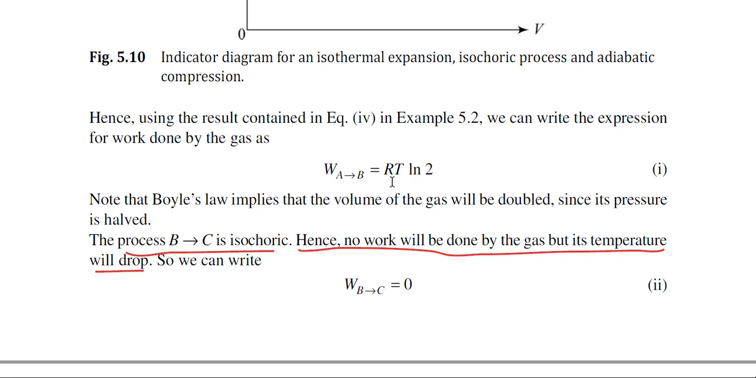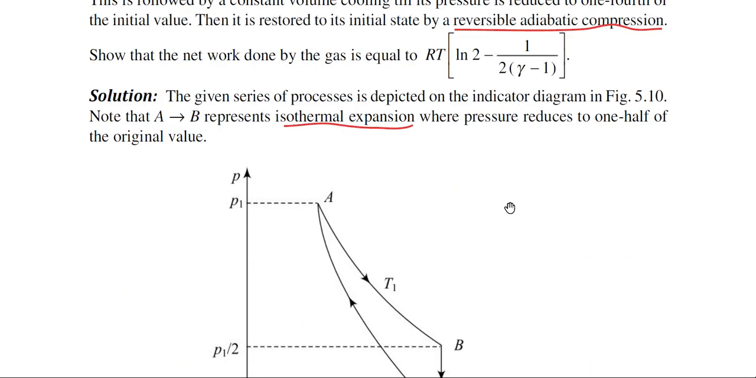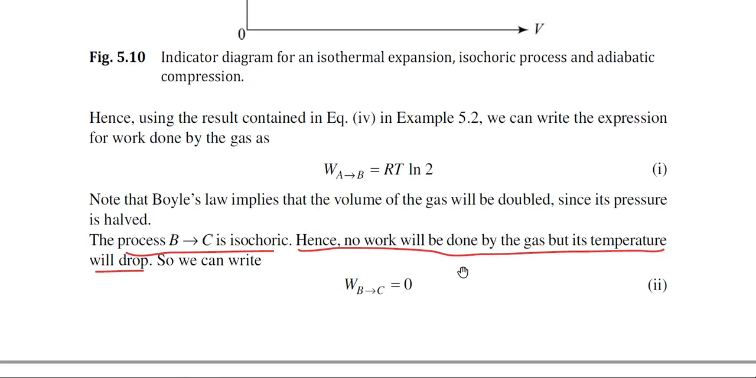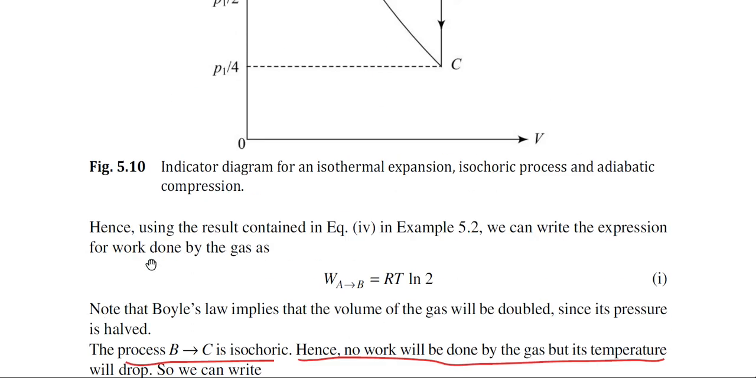Note that Boyle's law implies that the volume of the gas will be doubled, because P1 V1 is equal to P2 V2. So pressure is inversely proportional to volume through Boyle's law. In this particular case, the pressure is 1/2 of the initial value, so the volume will be doubled, since the pressure is halved.